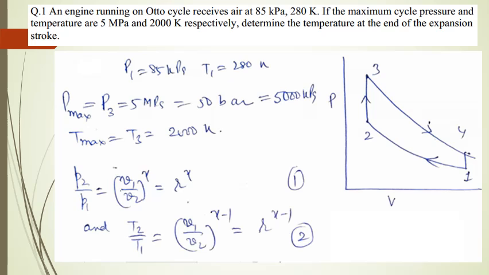Now as 1 to 2 is an adiabatic process, we know the relation between pressure and volume, which we have expressed in equation number 1. So P2 upon P1 is equal to r raised to power gamma. Similarly, in equation 2, we have represented the relation between the temperature and volume for an adiabatic process, and that is T2 upon T1 is equal to r raised to power gamma minus 1.